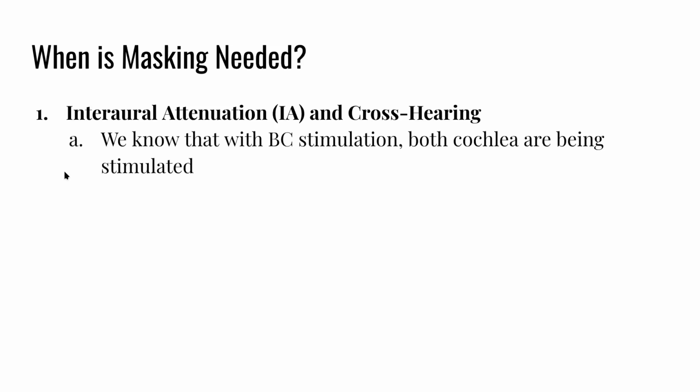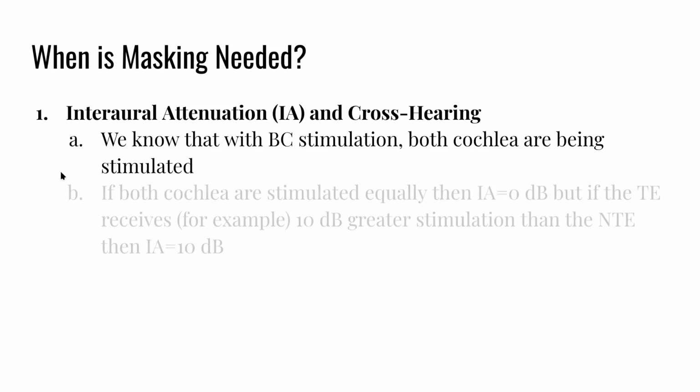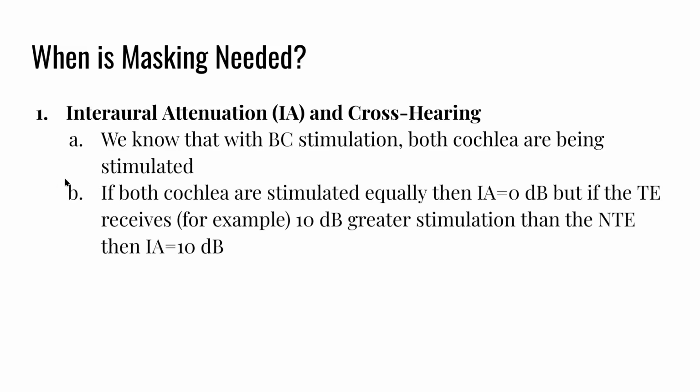Let's revisit intraoral attenuation and cross-hearing. We know that with bone conduction stimulation, both cochleae are being stimulated. If both cochleae are stimulated equally, then intraoral attenuation is 0 dB. But if the test ear receives, for example, 10 dB greater stimulation than the non-test ear, then intraoral attenuation is 10 dB.